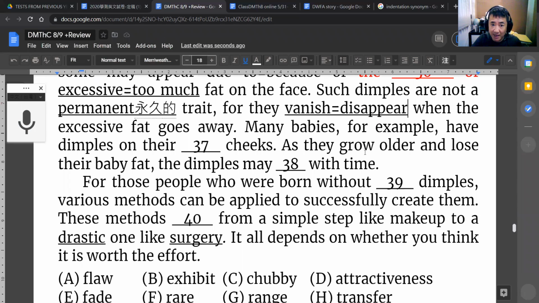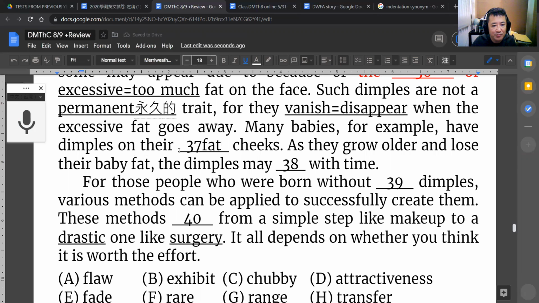Many babies, for example, remember babies are fat. Many babies, for example, have dimples on their summer cheeks. Right? That's why babies are so cute, because babies have summer cheeks. They have excessively fat cheeks. Okay? Right? Puffy, fat cheeks. So here I need fat.